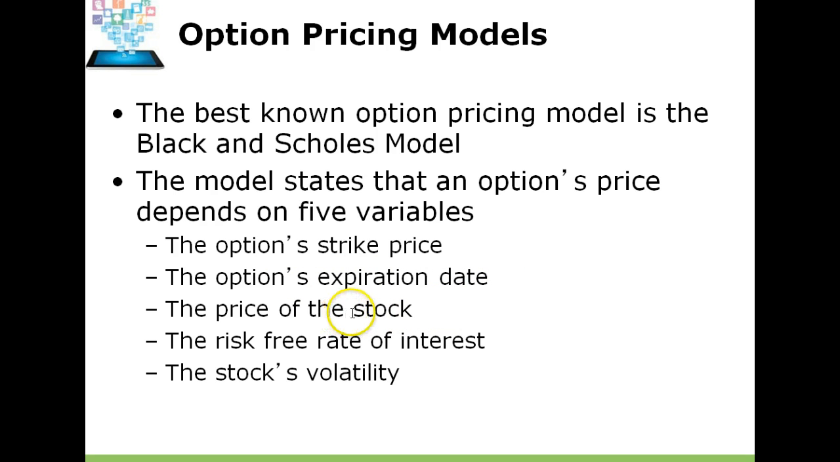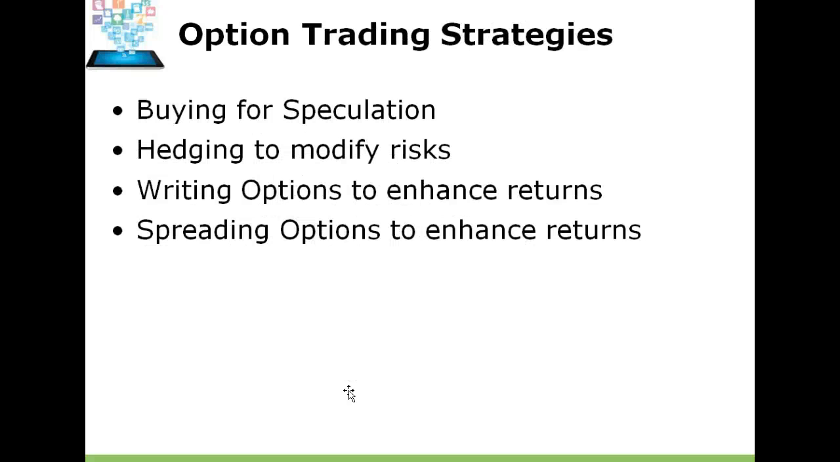The price of the stock is related to the strike price. So the difference between these two, and the direction between these two, helps determine the price of the option. The risk-free rate has a small impact, not great, and then the volatility. The more volatile the stock, the higher the price will be, because volatility means there's more of a chance of making money.